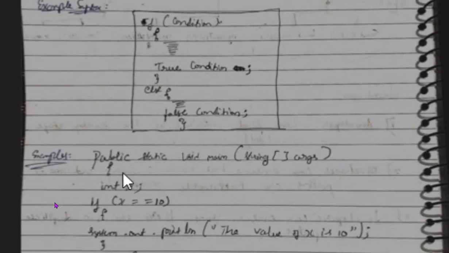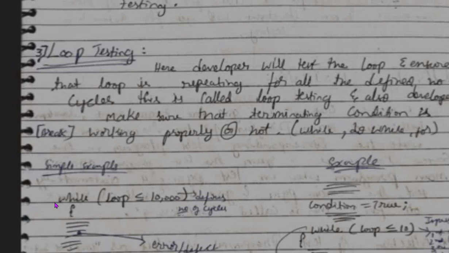Simple. Here, they took a real-time example, public static void main String. See, here they are giving the integer x is equal to 10. If the value of x is 10, then it prints the value of x is 10. Or else, if the value of x is equal to 20, then it prints the value of x is equal to 20, like that. If the condition is false, it is not going to print. This is all about condition testing.